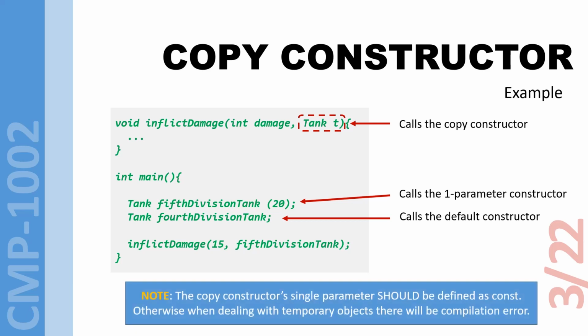The copy constructor's single parameter should be defined as constant. You can technically omit the constant part, but if you don't write down the const, then when you are dealing with some temporary objects, there will be compilation errors. It's a bit of a sophisticated issue. I am not going to go deeper into temporary objects, but just make sure to put a constant in front of the variable type when you're defining a copy constructor.